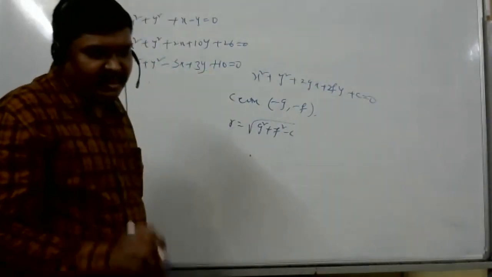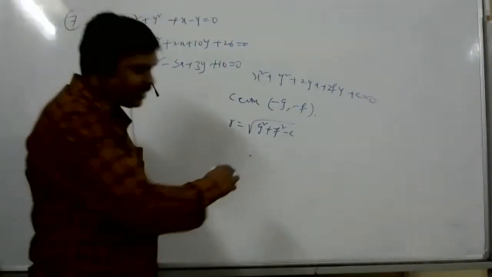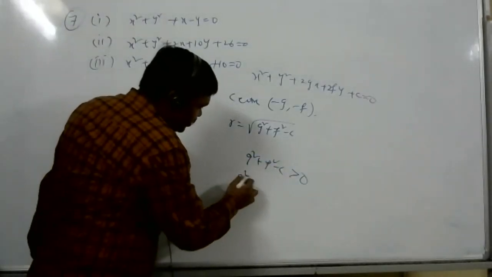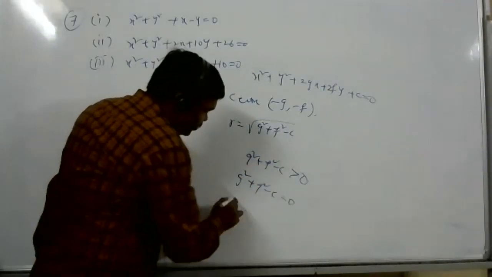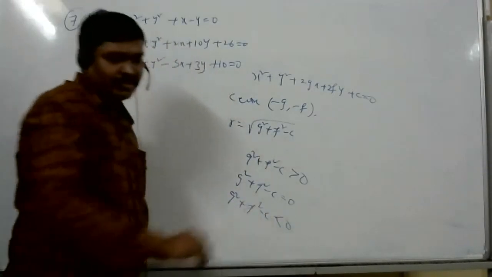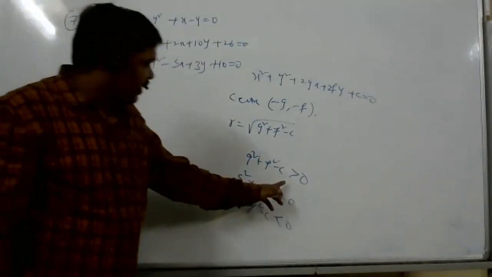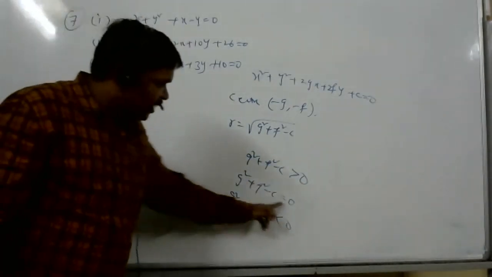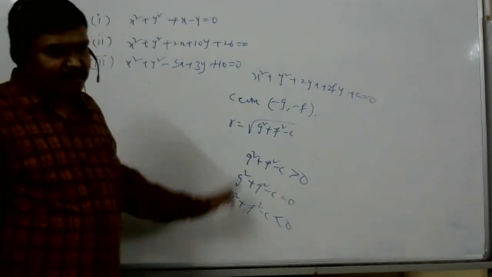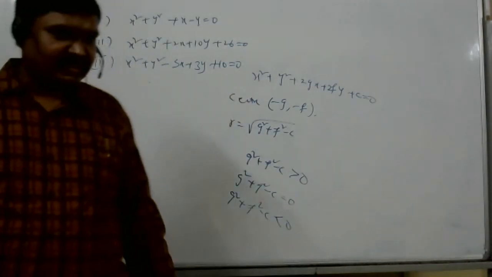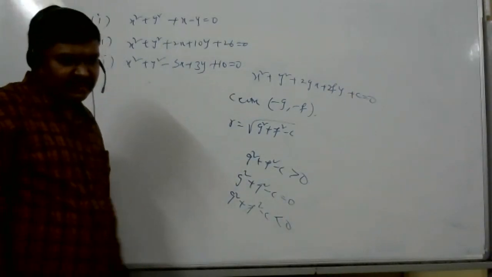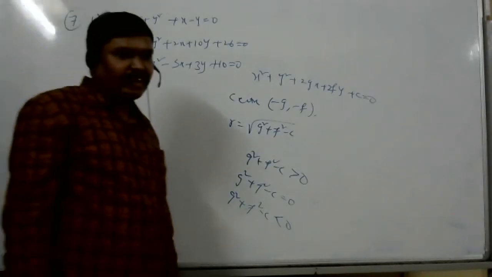Three points are there: g square plus f square minus c is greater than 0, g square plus f square minus c is equal to 0, and g square plus f square minus c is less than 0. These represent a real circle, a point circle and an imaginary circle. This point I forgot in the last class. And g and f are the coefficients, right? Yes, the coefficient of x by 2 and the coefficient of y by 2.